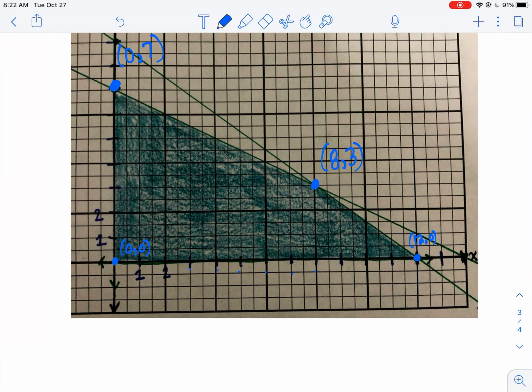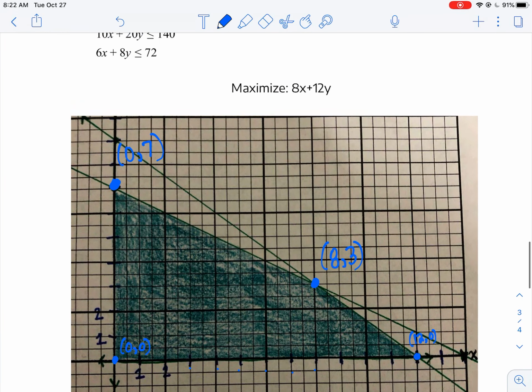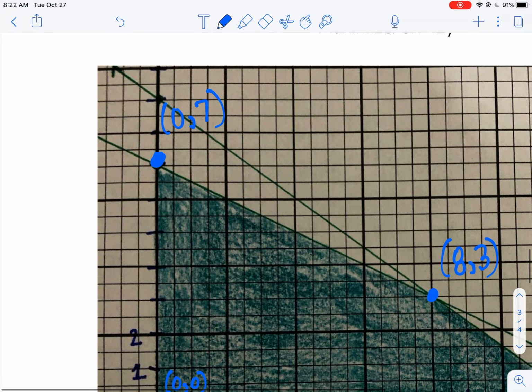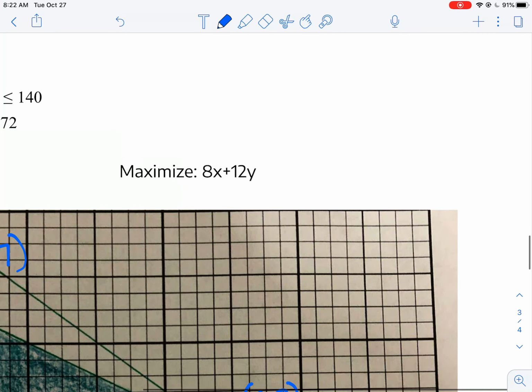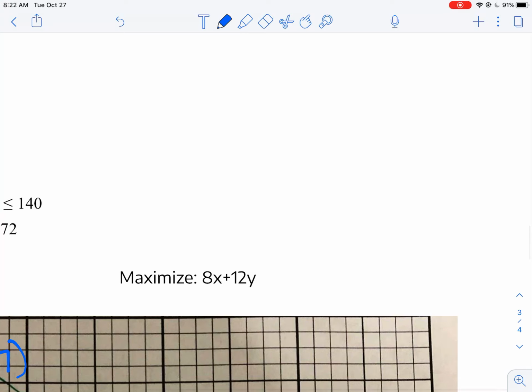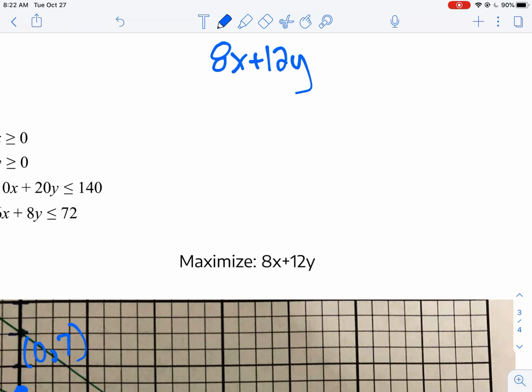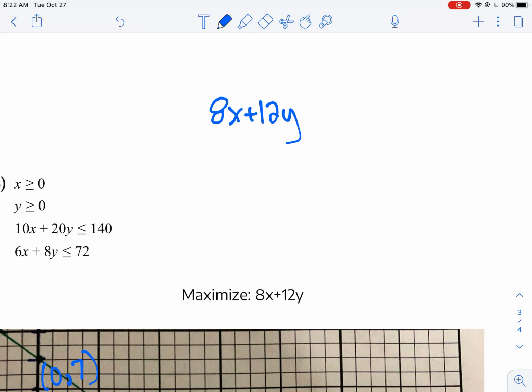Remember, these are all ordered pairs. So I'm going to use my function, 8x plus 12y, where am I going to get the most space here? I'll have to do it up here. I'm going to start substituting my values. My first one was 0, 7. So I'll start with 0, 7. 8 times 0 plus 12 times 7 gives me 84.